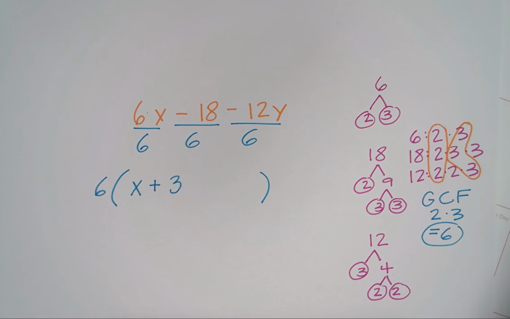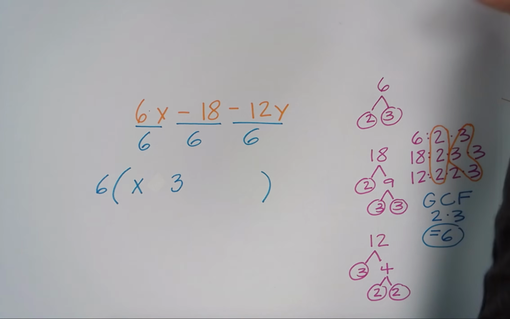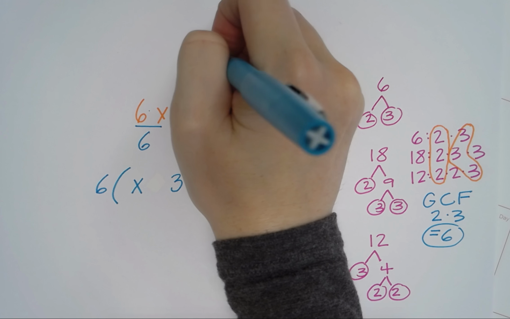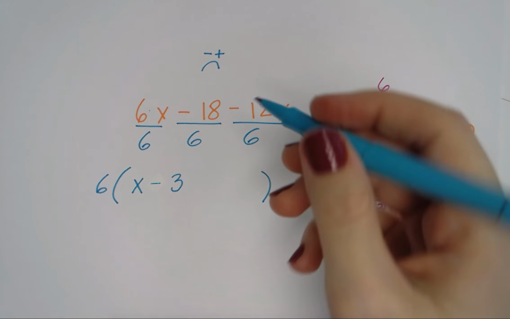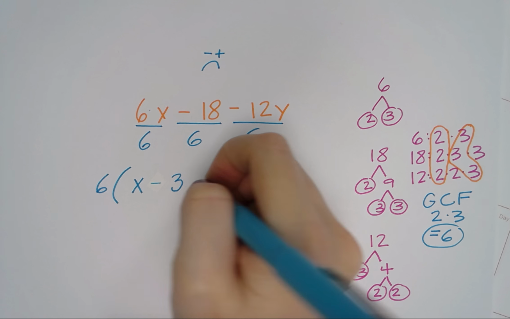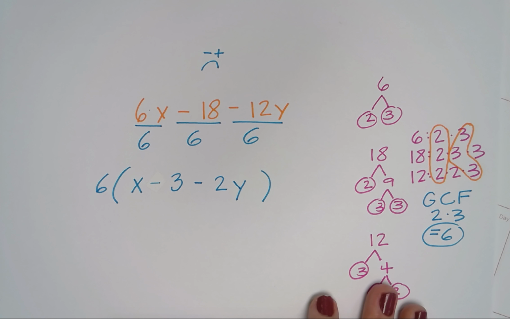Oops, no it's not. Whiteout to the rescue. Negative 18 divided by positive 6 is negative 3. There we go. And then negative 12 divided by negative 6 is negative 2. And I have to keep that y there as well.